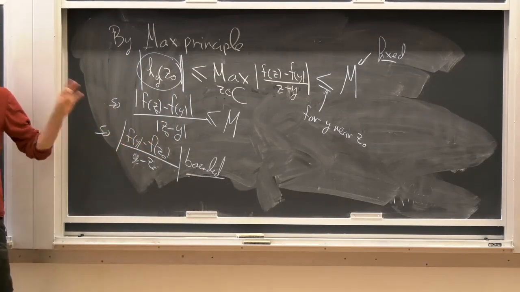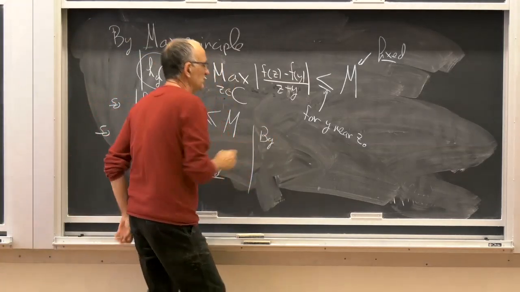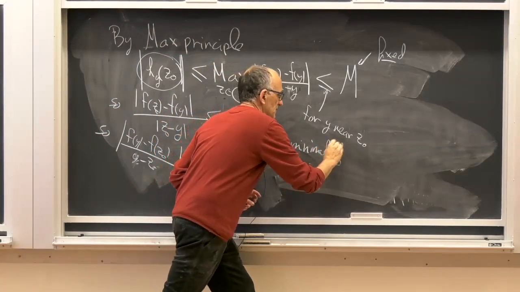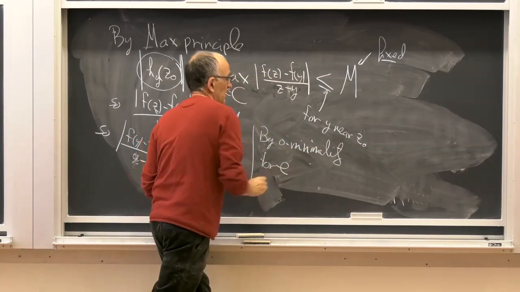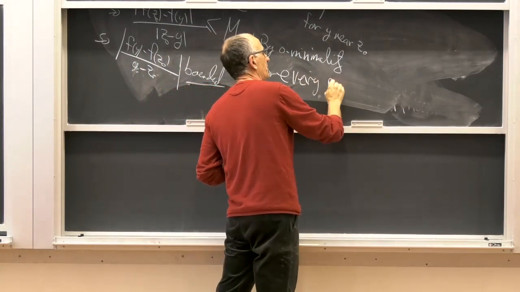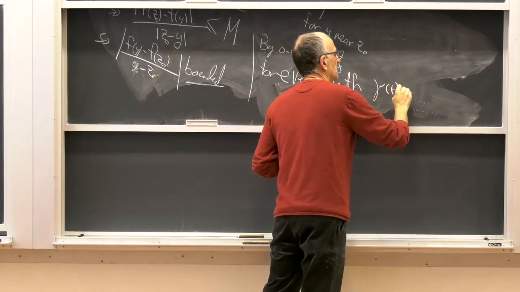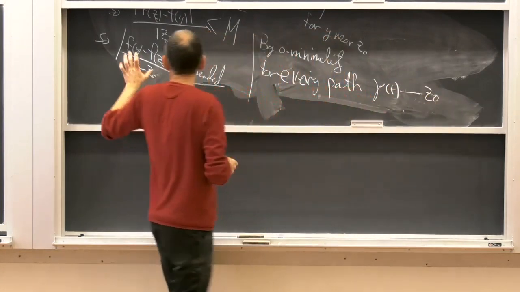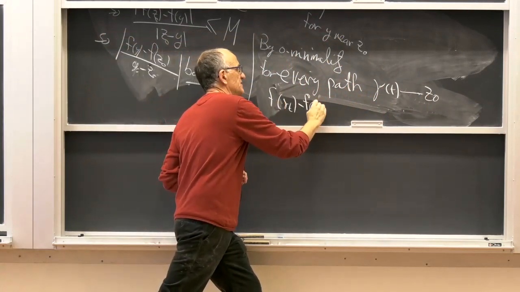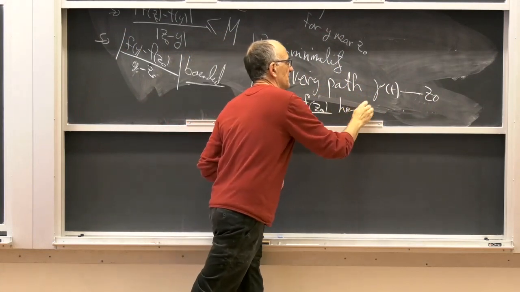It doesn't say that it's differentiable, because maybe the limits will not be the same, but by all minimality, once you have a bounded function like that, I'll just say that and I'll finish. Minimality for every path, I don't know how to call it, gamma t approaching z zero, there will be a limit. So at least we know that f of gamma t minus f of z zero, divided by gamma t minus z zero, has a limit at z zero.